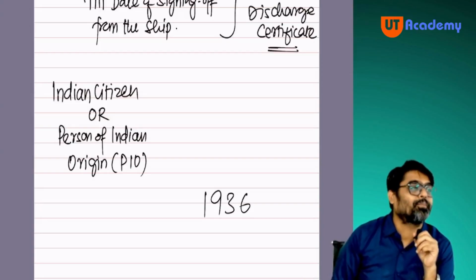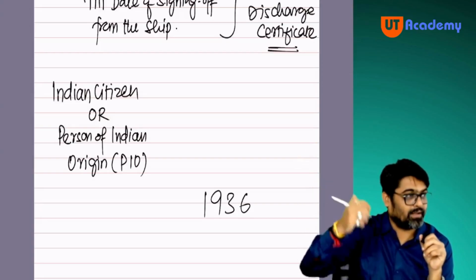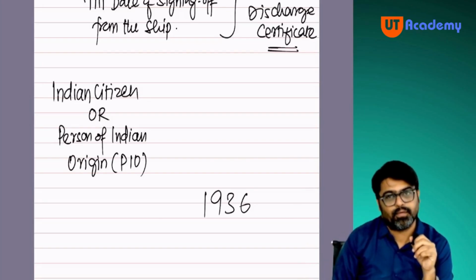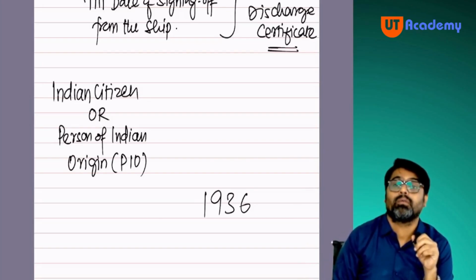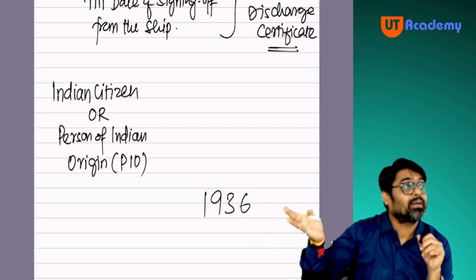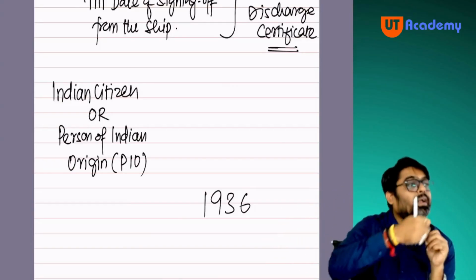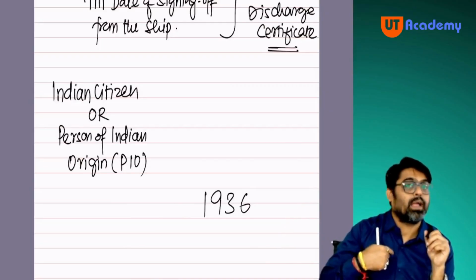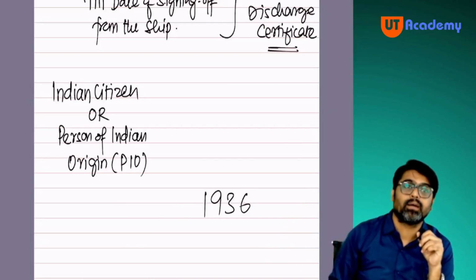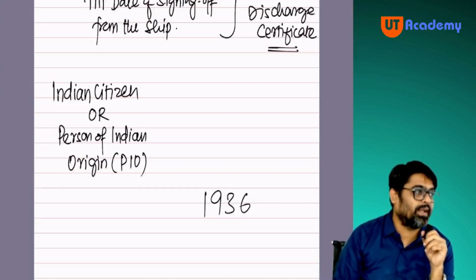Hello. Wait. I was born in 1936, prior to independence, in Lahore. That time Lahore, which is right now in Pakistan, that time Lahore, including the entire Pakistan, was a part of India. So, am I born in undivided India? Yes, I will be a person of Indian origin.